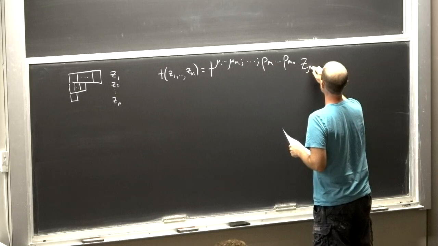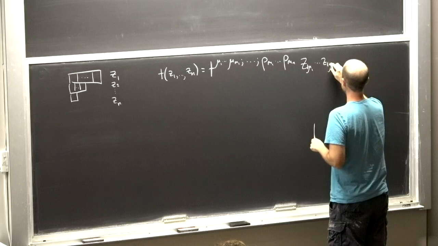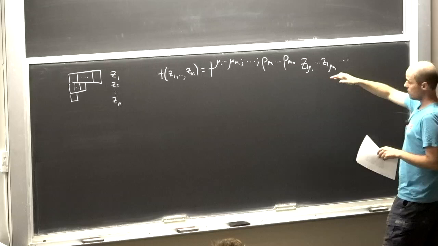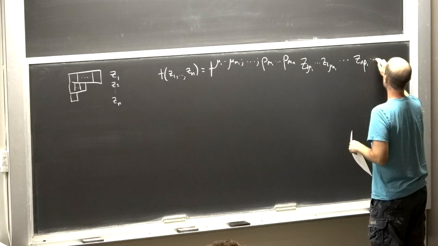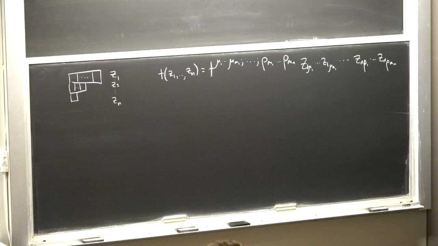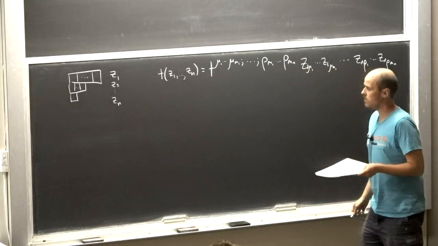So this is z1, z1 mu1 through z1 mu m1. We use the z2 for the group of indices for the second row, z3 for the third row, and so on. And then we would use zn, so zn row 1 through zn row mn, for the last group of indices. So we get this polynomial. And it's a homogeneous polynomial.